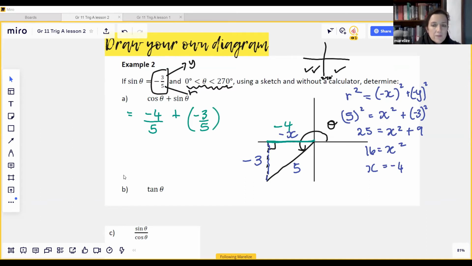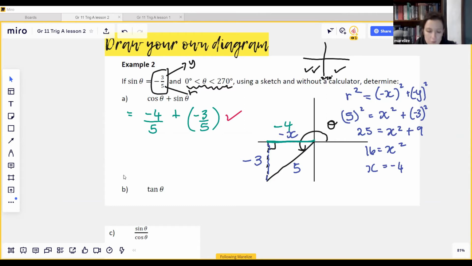So can it be -5? Rabone, the r value, the hypotenuse side, is always positive. Why is the 5 positive? Because that is the hypotenuse side. So your r is always positive. The x and the y change, but the r stays positive. Okay, so when you are writing your test and answering a question, this step you must show. This is worth a mark.